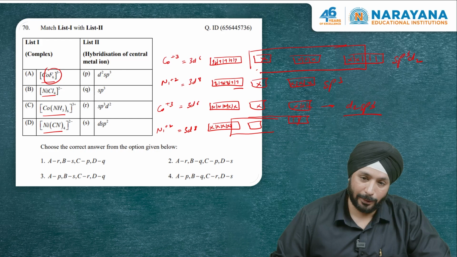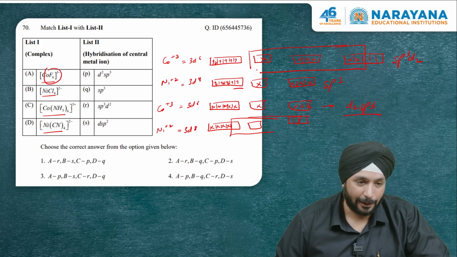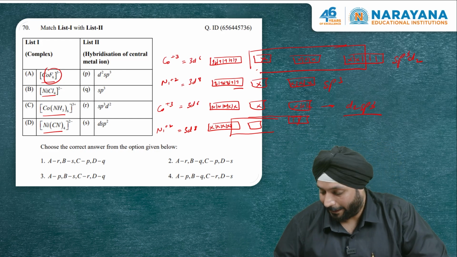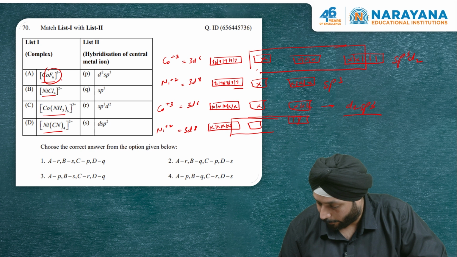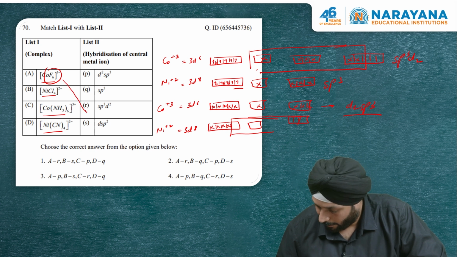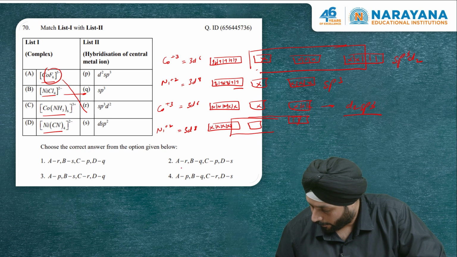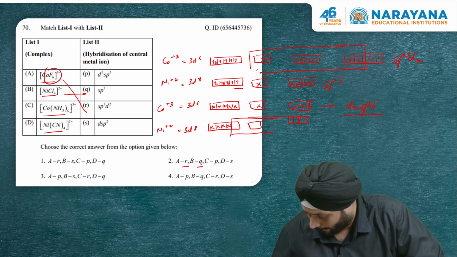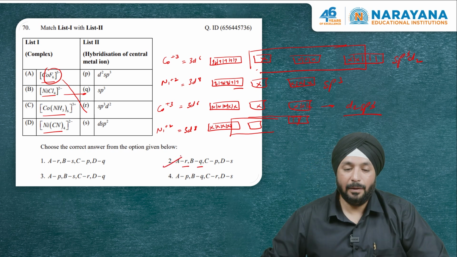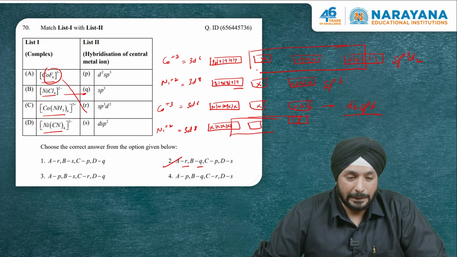The very plus point about this question, everything is from NCERT. So yeah, we'll match this thing. The first A comes out to be sp3d2, that is R. B comes out to be your sp3, that is Q. R, Q, no other option is matching over there. Obviously the answer will be 2, correct.